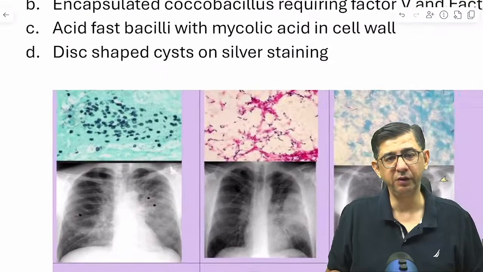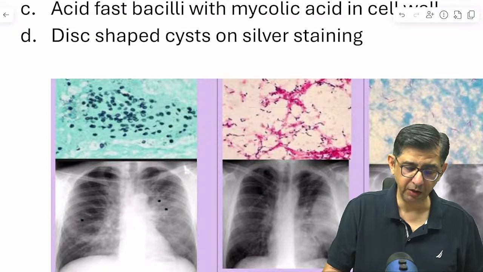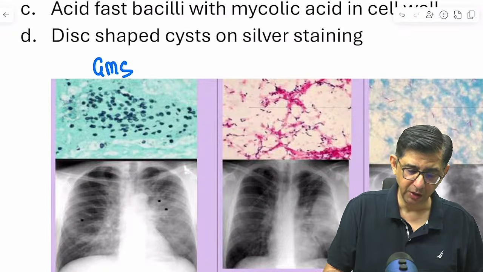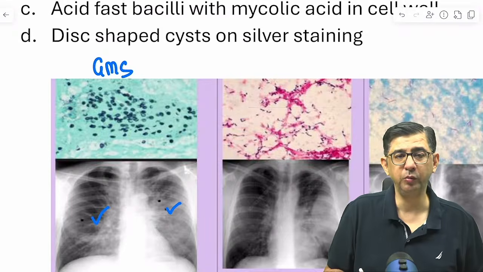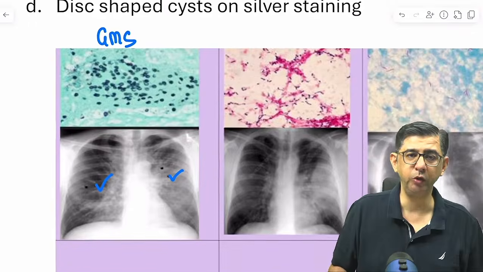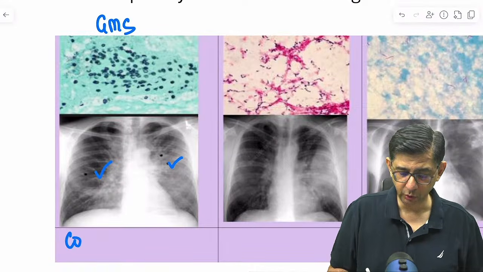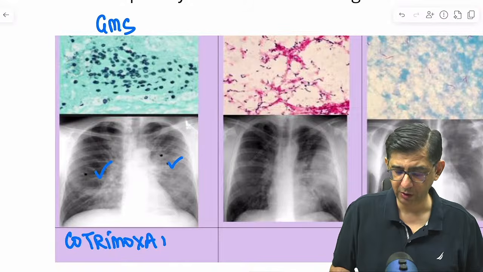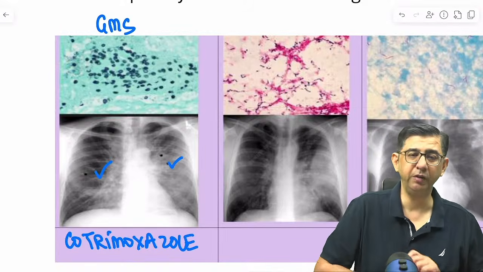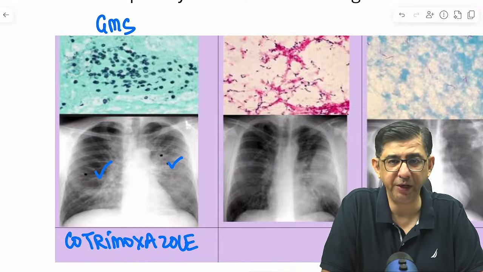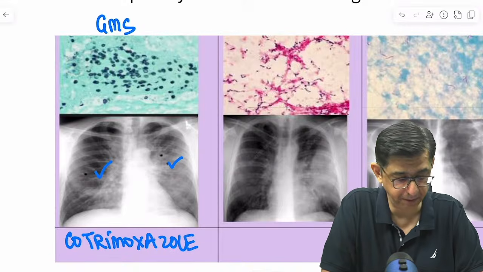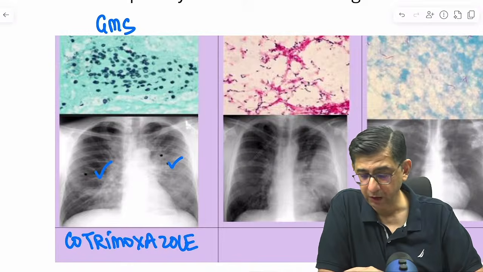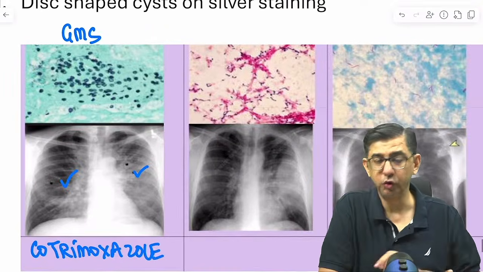The first one is that very classical Gomori methenamine silver stain with that crushed ping pong ball appearance. And you can see bilateral infiltrates in both the lung fields of the patient. So that would be Pneumocystis jirovecii. And the two-step question said, what will you use in this particular patient? Then it is cotrimoxazole. It also said, what will you use for prevention? Then it is again cotrimoxazole. If you have allergy to sulfur drugs, you can use pentamidine nebulization. Pentamidine nebulization. Yes.